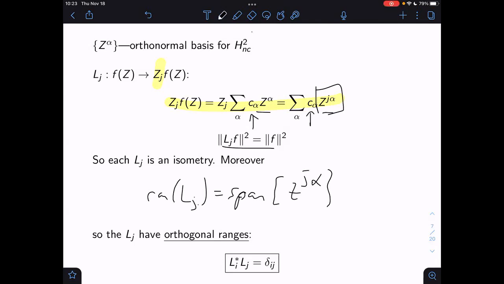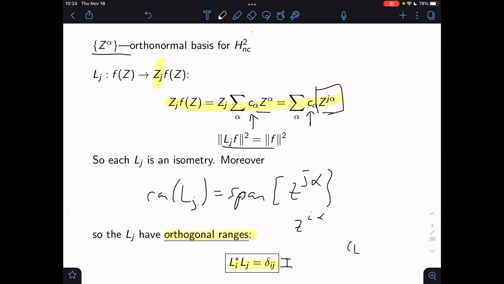So what that means is, if I took L_i instead, then I would get the span of the monomials Z_i Z^alpha. And if i and j are different, these two sets of monomials are mutually orthogonal. So what that tells you is these are isometries, but it's a system of isometries that has orthogonal ranges. And I can package this condition of isometries with orthogonal ranges into a single identity like that. L_i star L_j is the Kronecker delta times the identity operator in H. It's a system of isometries with orthogonal ranges.